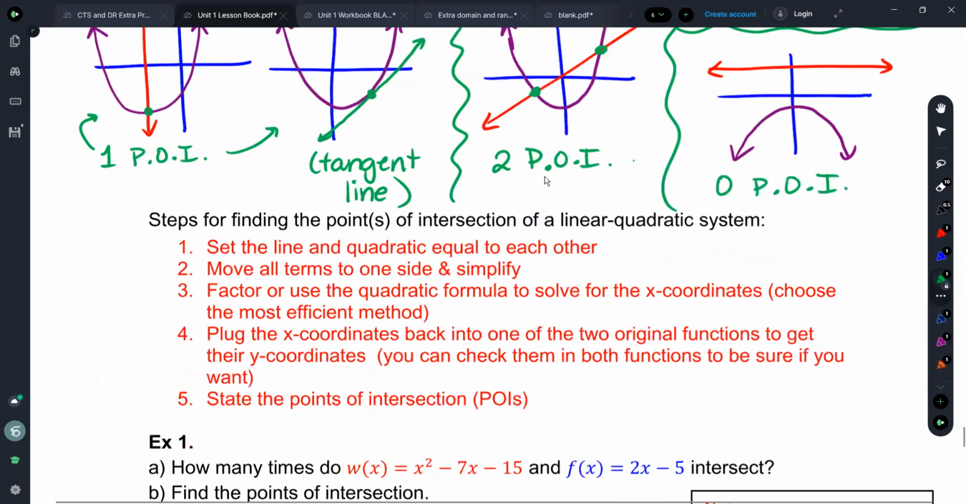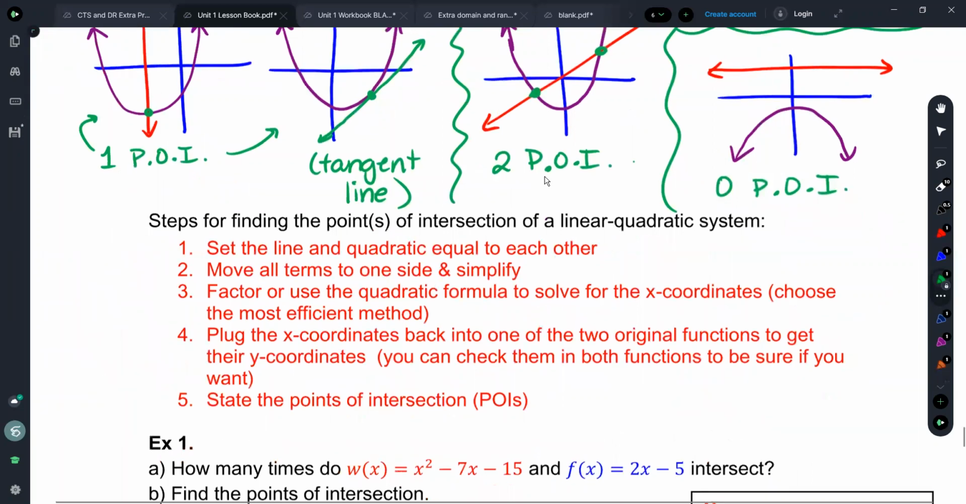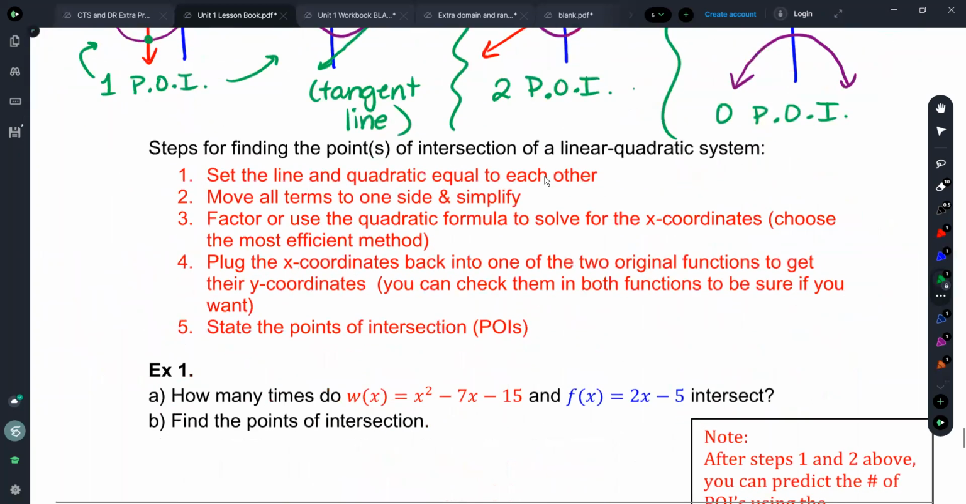One of them was substitution. Does this ring a bell? And what's the second one? Elimination. Okay, so elimination is kind of difficult to do with a quadratic and a line. So we're actually going to use kind of the substitution type method. So here's the steps. I'm going to just do the steps with you as we look at example number 1.